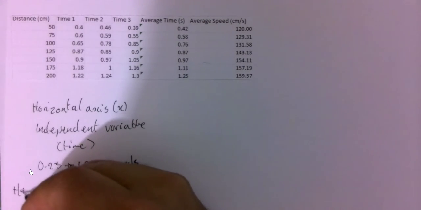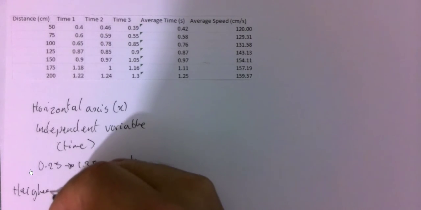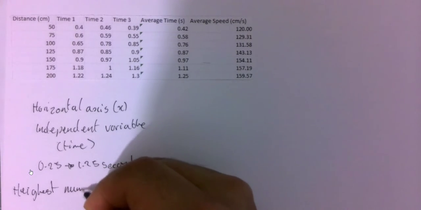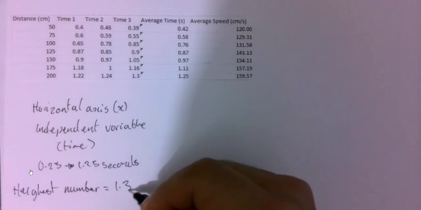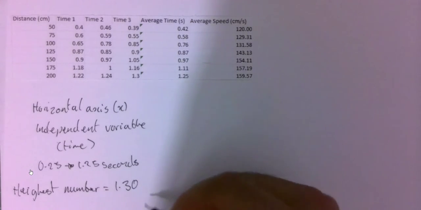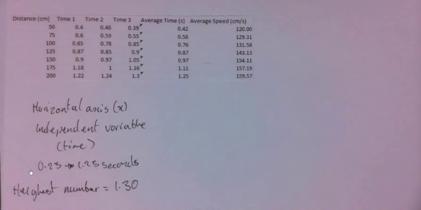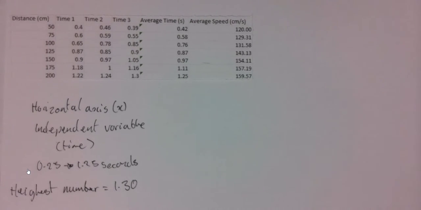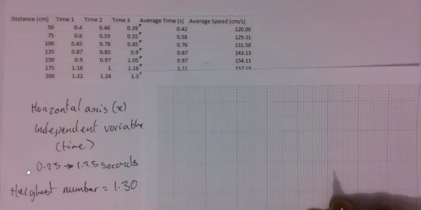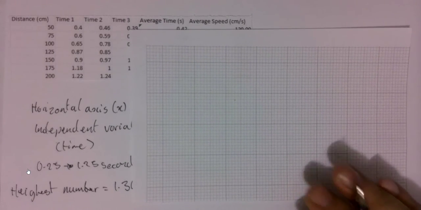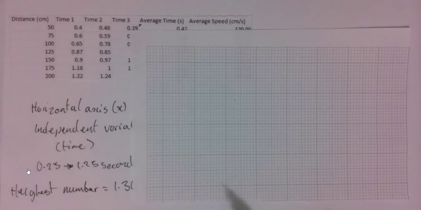So the highest number is going to be equal to 1.30. Okay, that's good. So let's move on up. Let's see if we can break this down a bit further. The thing that people have struggled with is coming up with a way to create a graph that includes all these data points and fits them fine.